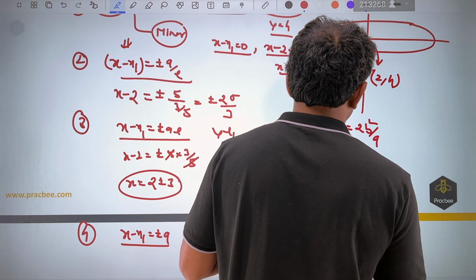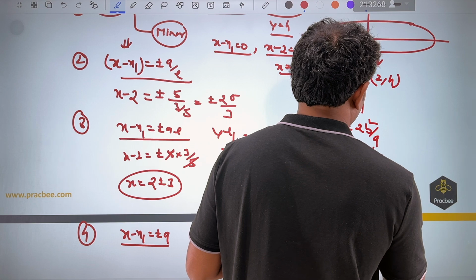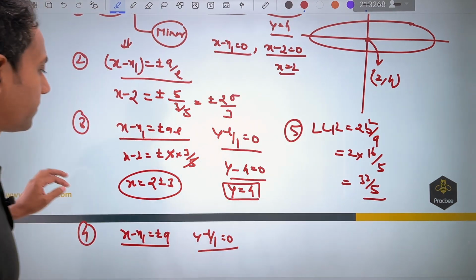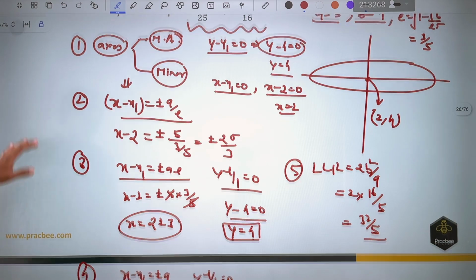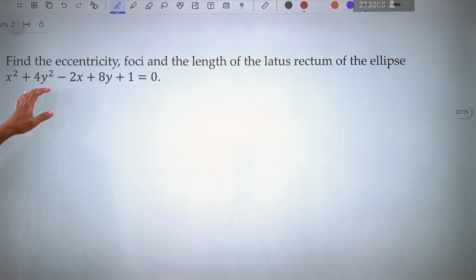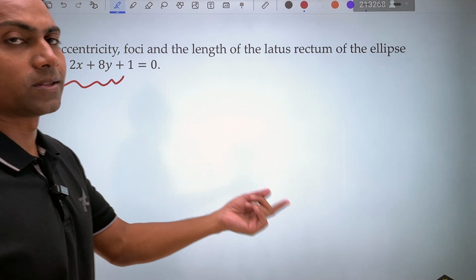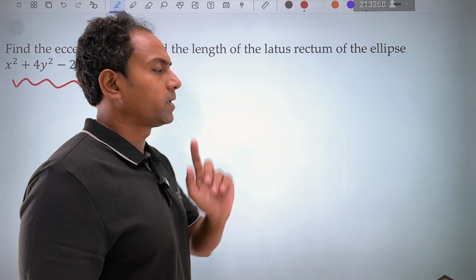So b square in this case was nothing but 16. A became nothing but 5. So it becomes 32 by 5. Check my calculations if I have done something wrong somewhere. Having said that, sometimes the equation can be given in this form. So now you will have to express it in the first form and then do the question. I will just express it in the first form and leave it there.